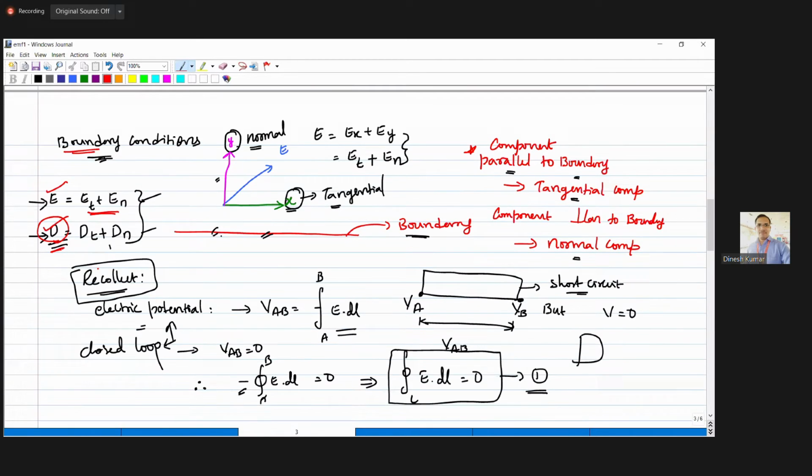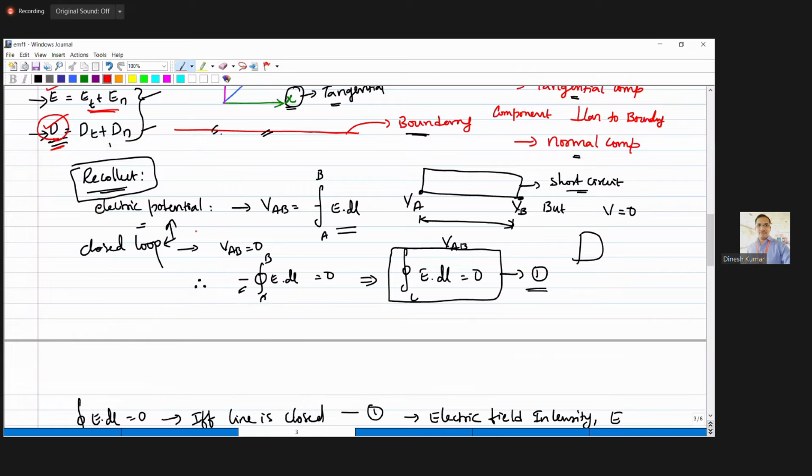And we have just recollected some of the concepts of electric potential. We have applied electric potential for a closed loop. Since it is a closed loop, obviously it acts as a short circuit where the voltage will become zero. Therefore, the earlier equation VB is equal to minus integral A to B; since it is a closed loop, I have taken a closed line integral. The final value is equation 1, that is the closed line integral of E dot dl is equal to 0, which I will use for the analysis of electric field intensity.